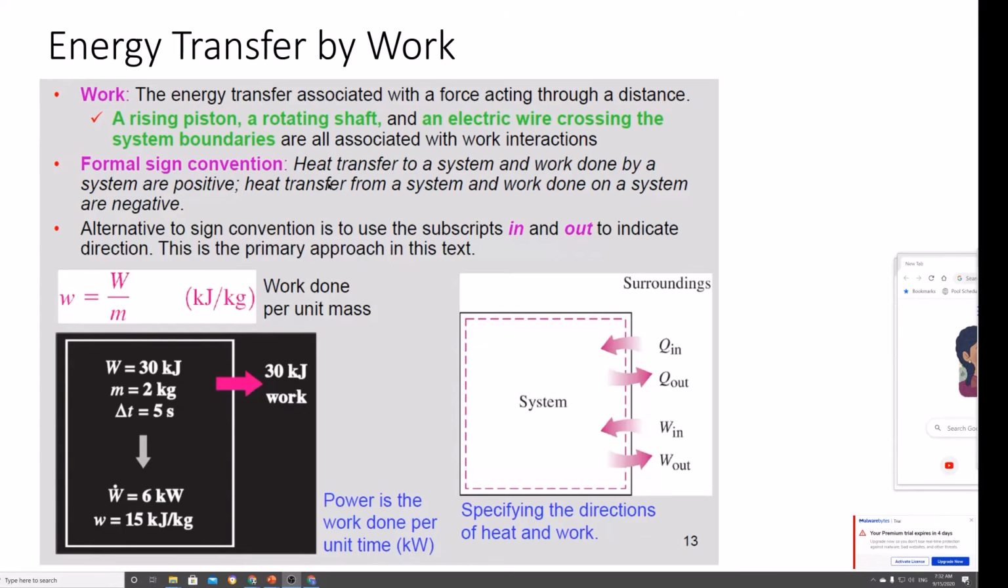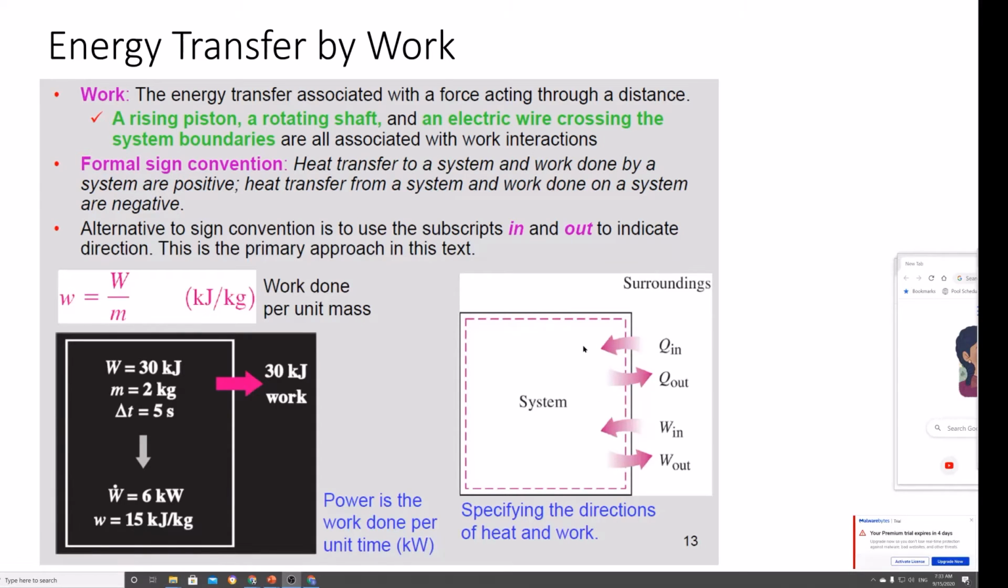One of the things we need to pay attention to is the sign. Heat transfer to a system and work done by a system are positive. Heat from a system and work done on a system have a negative sign. We'll need to pay attention to that when we work on our problems. We also have work done per unit mass, and we'll talk about power when we're referring to work done per unit time.